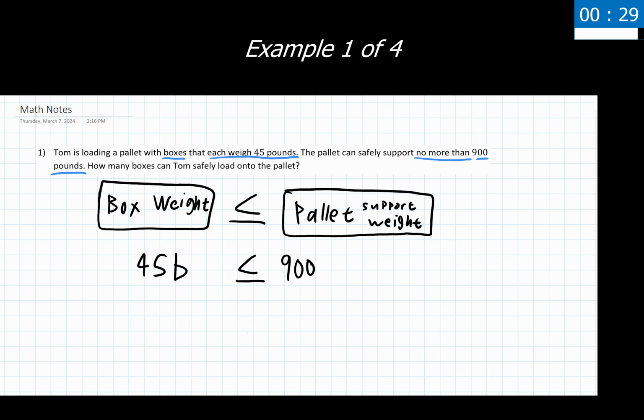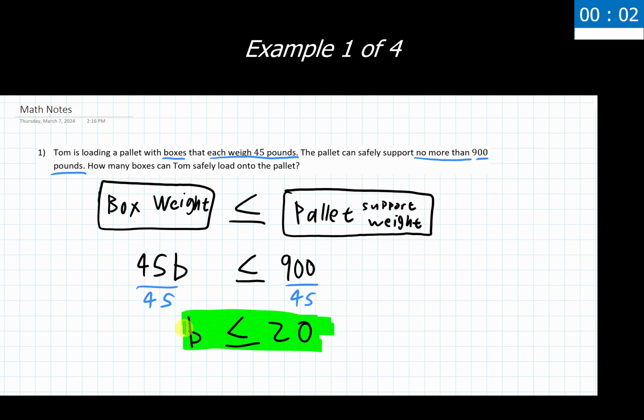If I divide both sides of this inequality by 45, doing this calculation off screen, I should be getting 20 out of this. So the number of boxes, B, should be less than or equal to 20. So Tom could load 20 boxes at most onto this pallet, or any of these pallets in this problem.